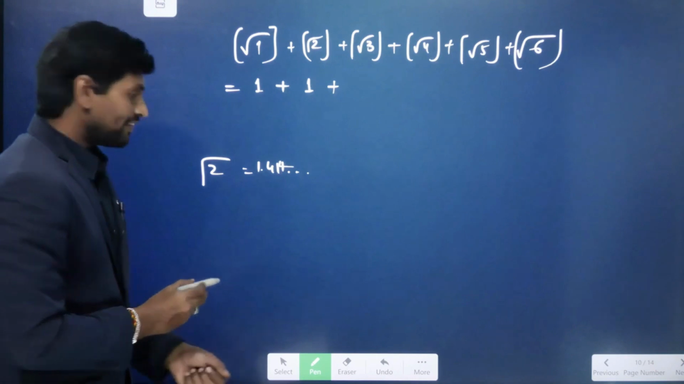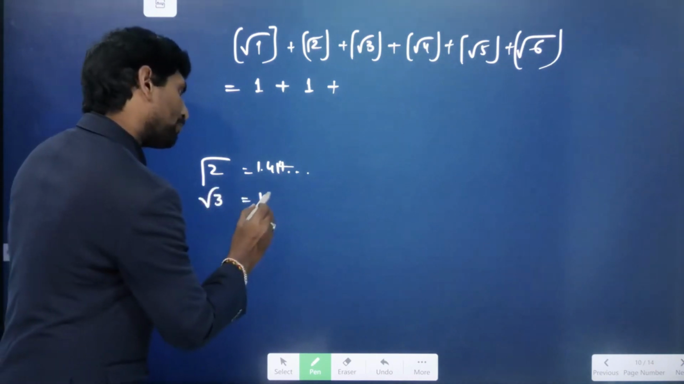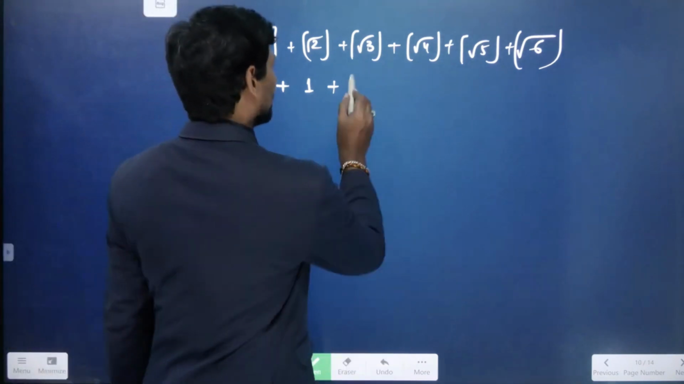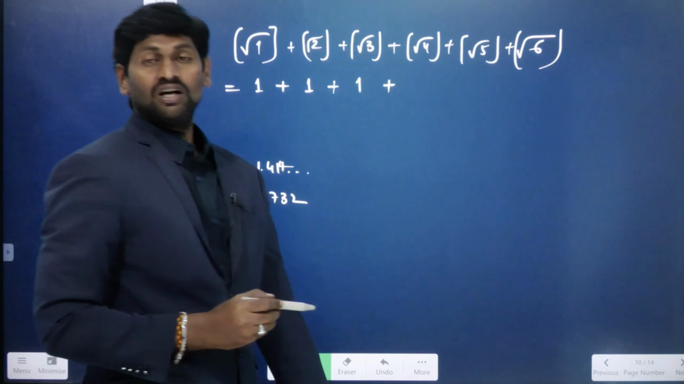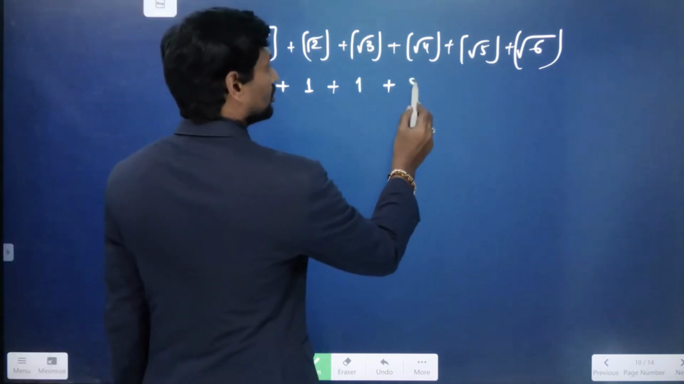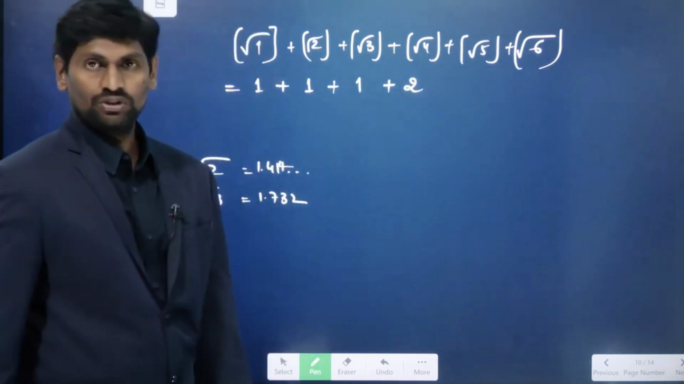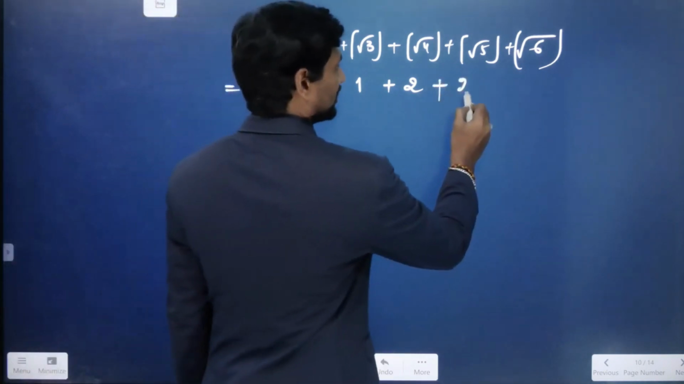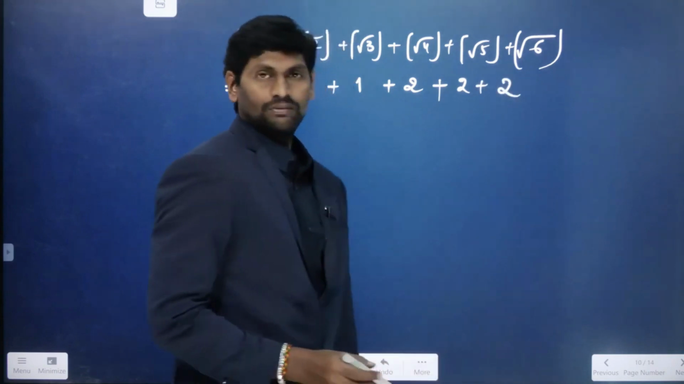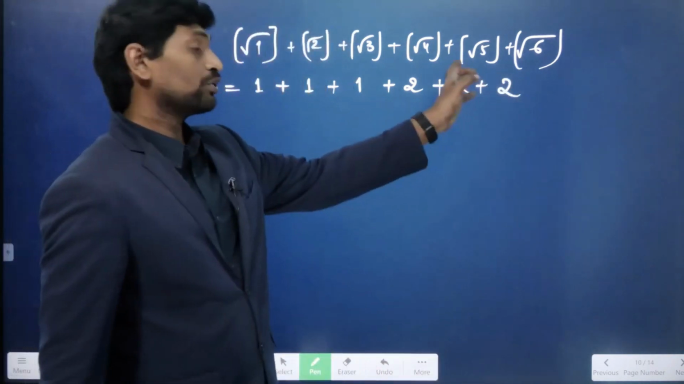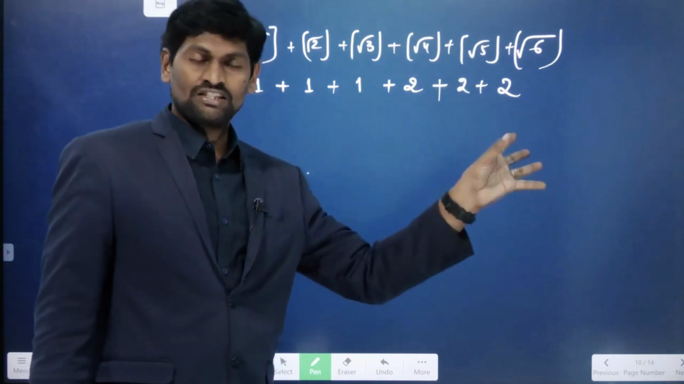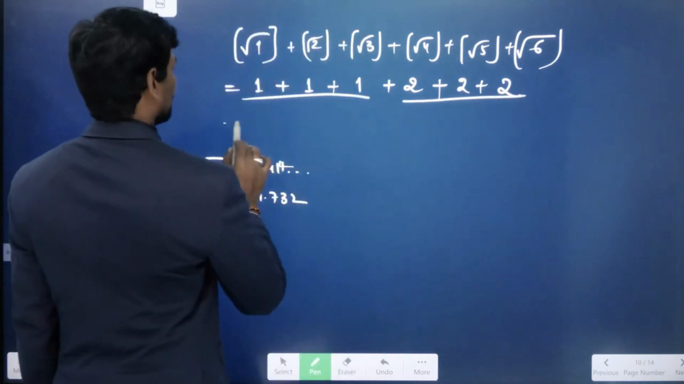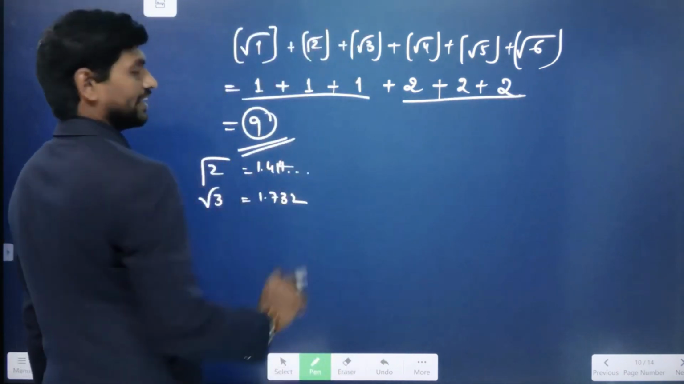Root 3, what is the root 3 value? Root 3 is nearly 1.732. It also lies between 1 and 2. So its greatest integer function is 1. Root 4 value is exactly 2. So the greatest integer function of root 4 is 2. Root 5 is 2 point something, it reaches 2. Root 6 is also 2 point something, it reaches 2. Because to get 3, we should get root 9. Root 9 value is 3. Until then, all lie between 2 and 3 only. Now, 3 2s are 6. 6 plus 3, 9. The required answer is 9.